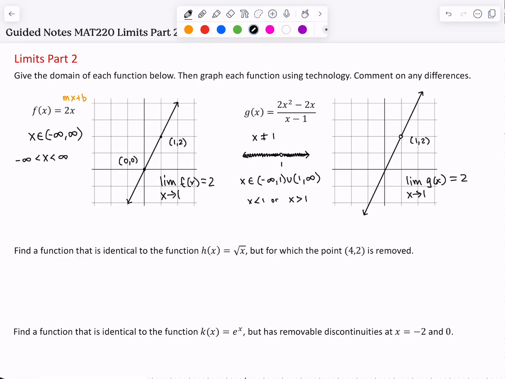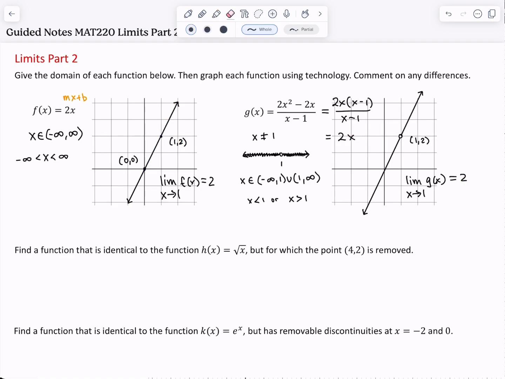Now why are these two functions so similar? Notice that we can take g of x and we can simplify it. We begin by factoring the numerator by factoring a 2x from both terms. So the numerator becomes 2x times (x minus 1). And now we can cancel with the x minus 1 in the denominator, leaving just 2x. So if I want to find the limit as x approaches 1 of g of x, I begin with g of x, this function, and then simplify it to this function 2x, which is continuous, this graph here, and then plug 1 into the continuous version to get 2, and that will be my limit even for g.